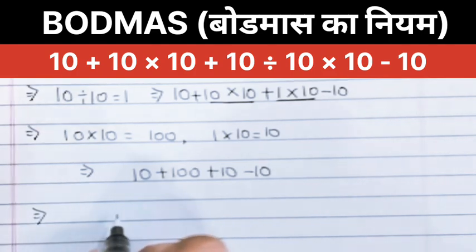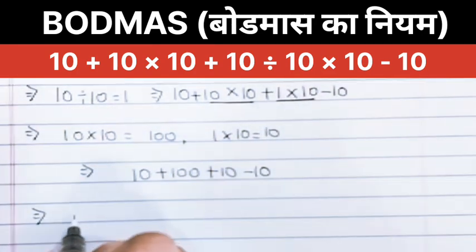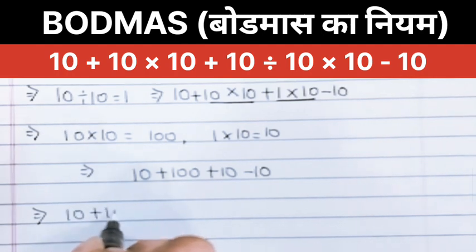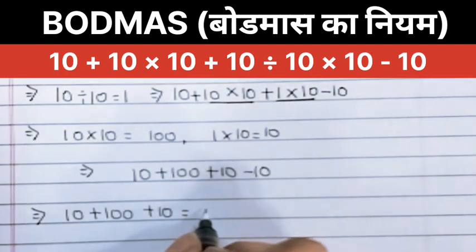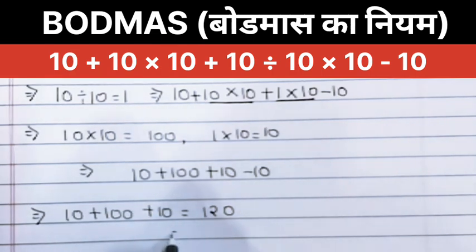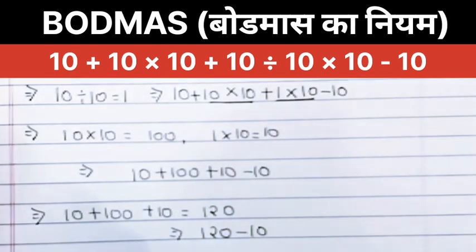Now addition. Now we add the remaining positive numbers together. First we add the digits 10 plus 100 plus 10. So now it will become 120. Now the expression becomes 120 minus 10. According to this step, addition is performed before the final subtraction.